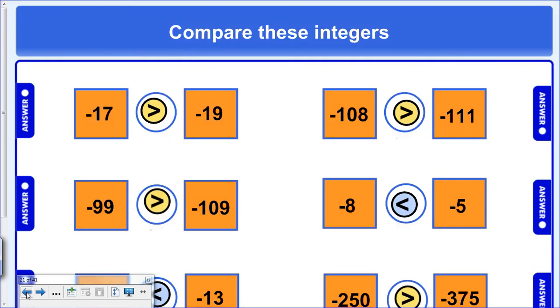All right, so that's it for comparing two integers. If you need to, please pause the video here if you are jotting these down or if you're checking your work.